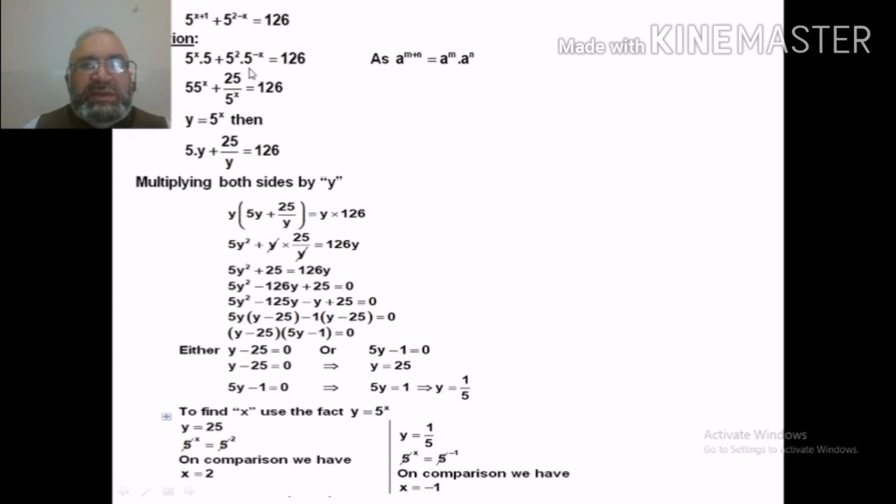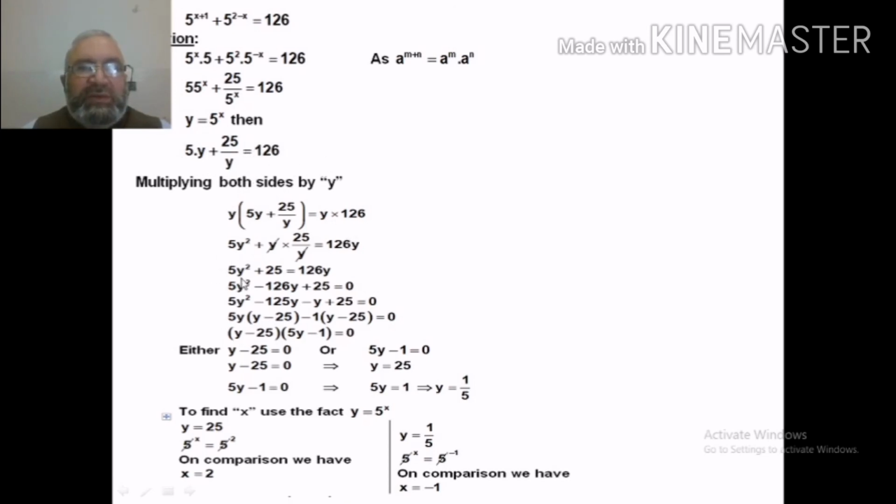Or simply first transform this and then substitute the value. So in this equation we substitute y is equal to 5 power x, then this equation becomes 5 into y, 5y plus 25 by y is equal to 126. So we get the equation 5y plus 25 over y is equal to 126. Multiplying both sides by y, we simplify this equation.